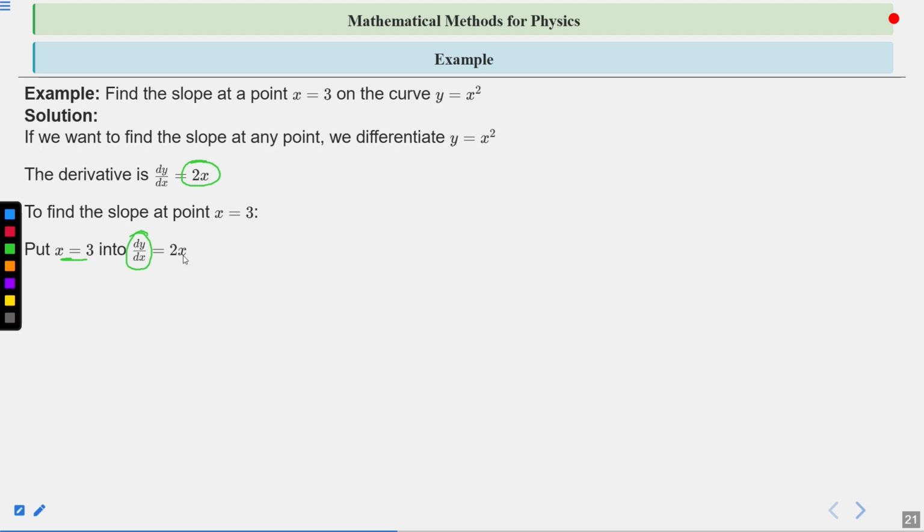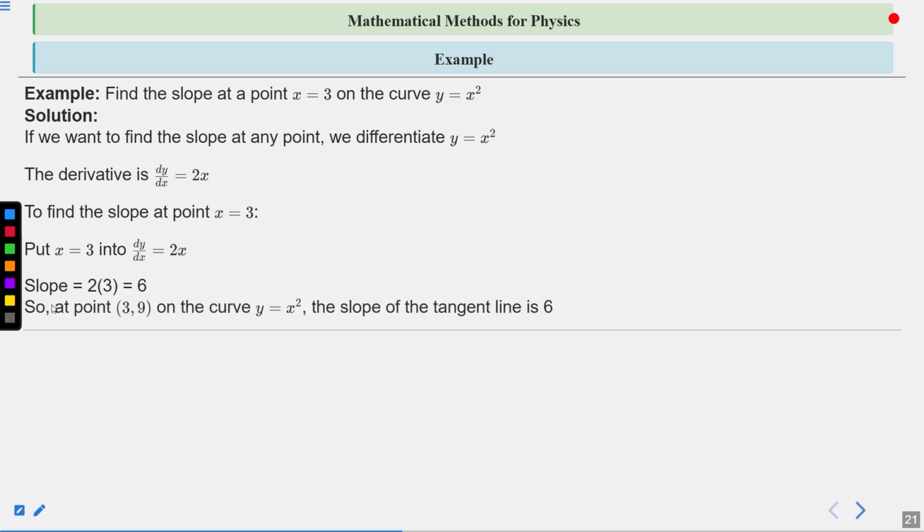3. So the final answer is 6. Slope is 6. So at point (3, 9) on the curve y equal to x square, the slope of the tangent line is 6.